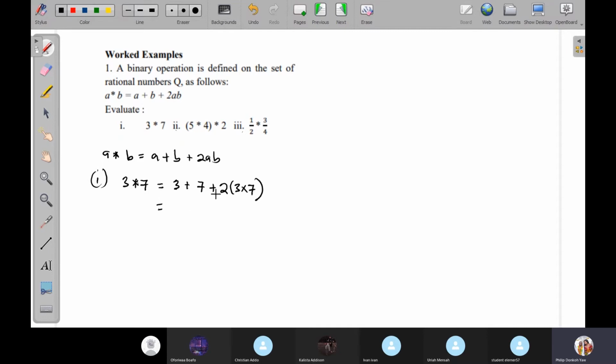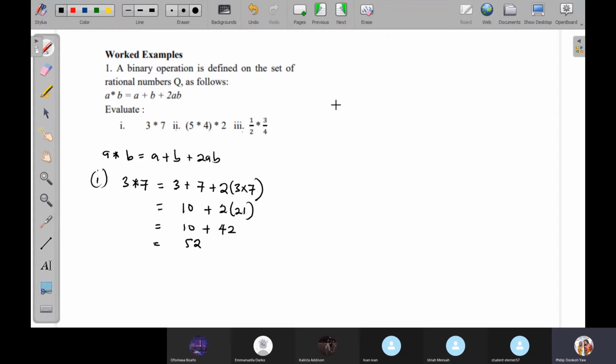Then simplifying, we can add 3 and 7. That gives me 10 plus 2 times 3 times 7. We have what? 21. Then 2 times 21 will give us 42 plus 10. Therefore, the final answer is what? 52. So when we operate 3 star 7 with the rule, it gives us an answer of 52, and 52 is also part of the rational number system. Let's go to the next example.